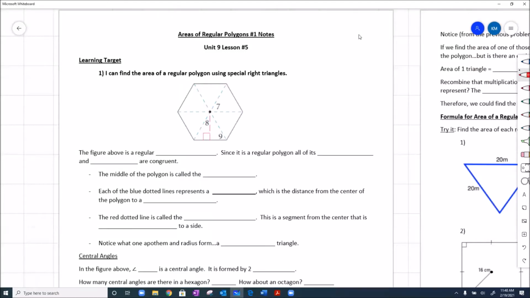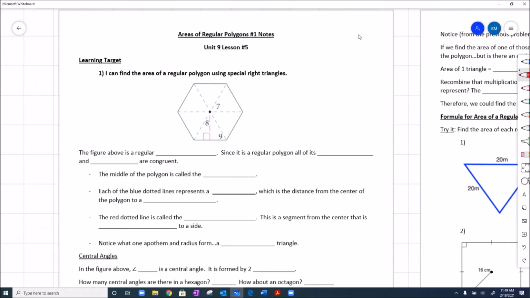Today we're looking at areas of regular polygons. Number one. At the end of this video, you should be able to find the area of a regular polygon using special right triangles. Okay, in the next couple lessons, we'll find the areas of regular polygons, but today we'll focus on the ones where we use special right triangles in our process.